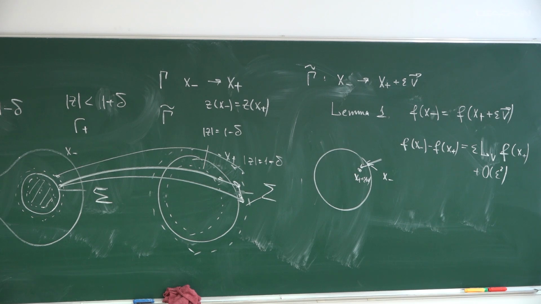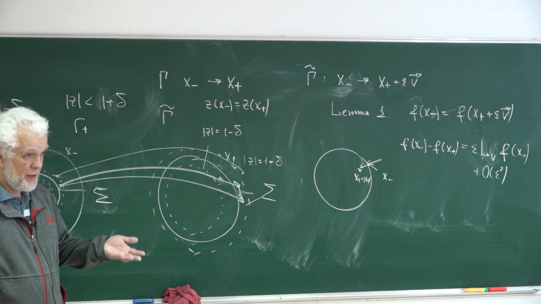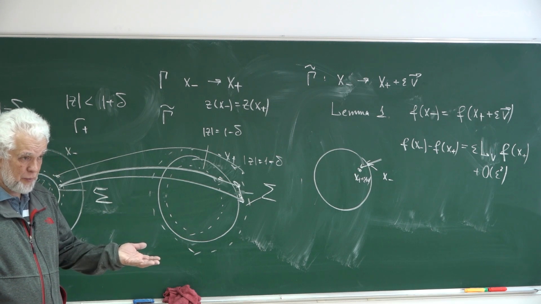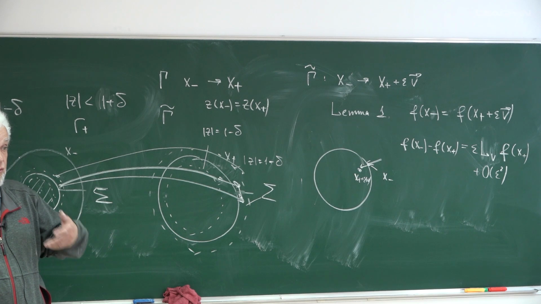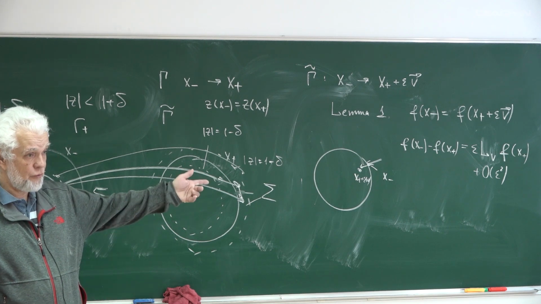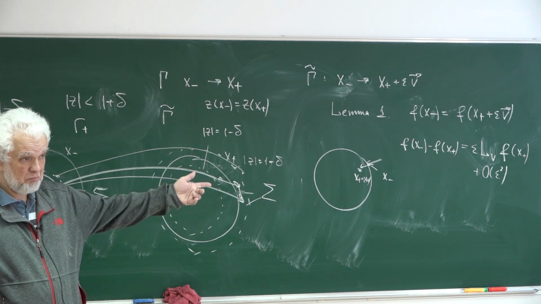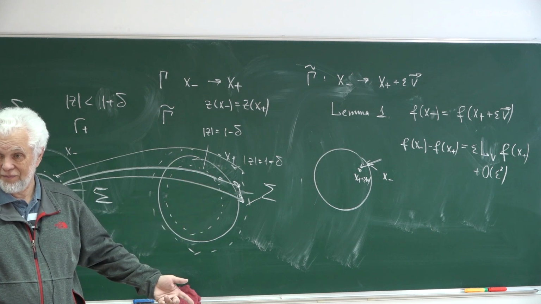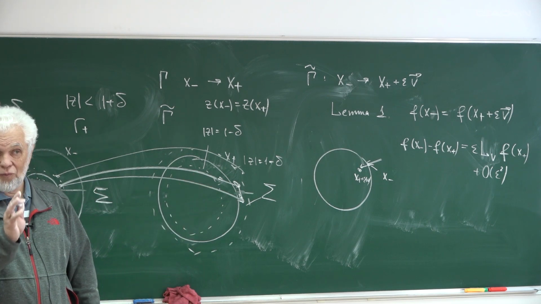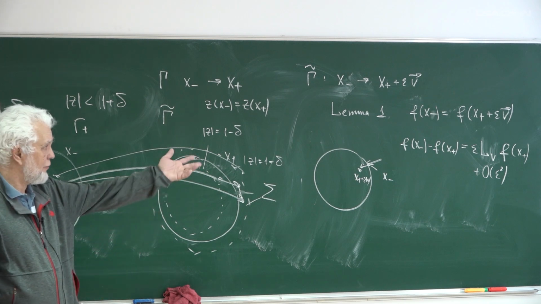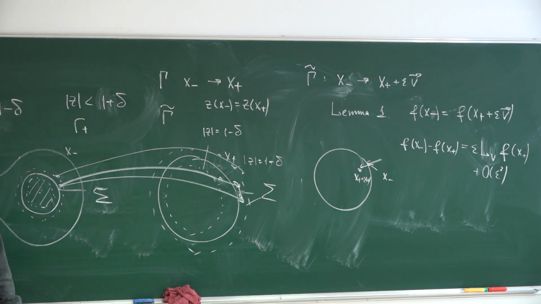So regular tensors on the new Riemann surface can be interpreted as tensors on the old Riemann surface with the following discontinuity at the contour. Okay, is it clear? So we have to solve the problem. We know the discontinuity, and we have to reconstruct the tensors.